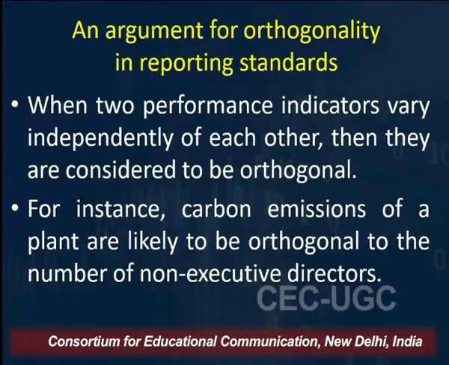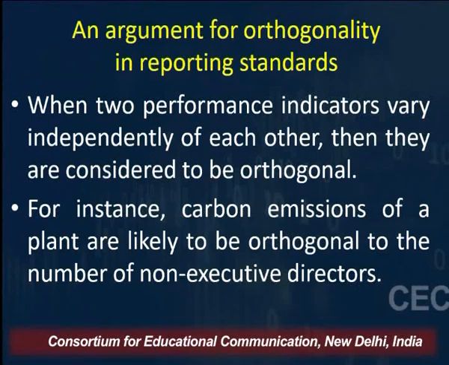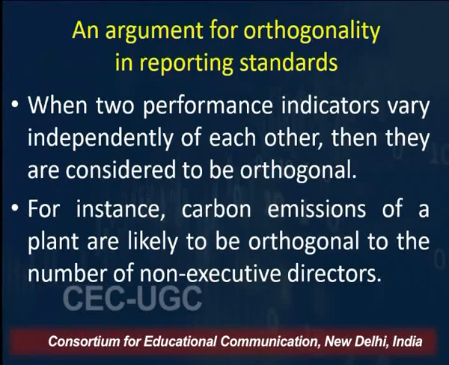So when two performance indicators vary independently of each other, meaning there is no linkage between them, they are independent of each other, then they are considered to be orthogonal in nature. The best example of it is carbon emissions of a plant, which is likely to be orthogonal to the number of non-executive directors.